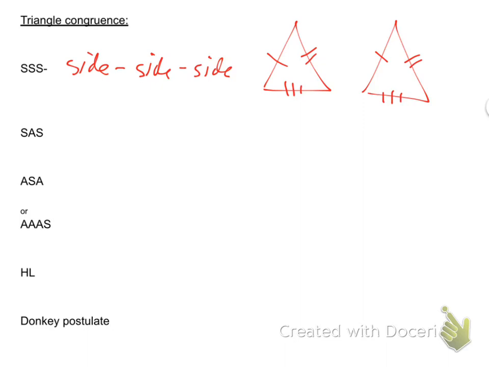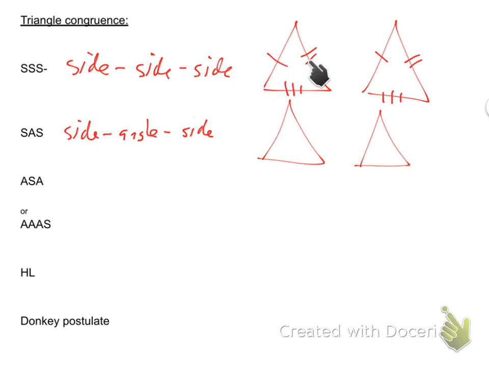What do you think SAS stands for? Side, angle, side. Now, for side, side, side, it's not necessarily as important to recognize that I start at a side, I move to the next side, and then move to the last side because they're all the same. We only have 3 sides.